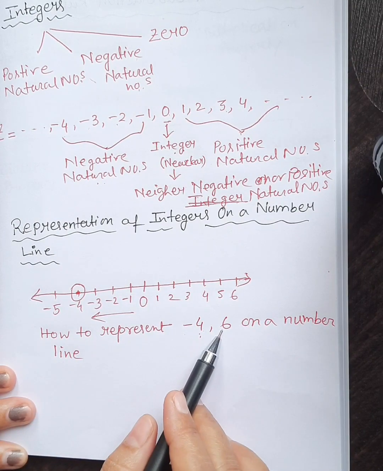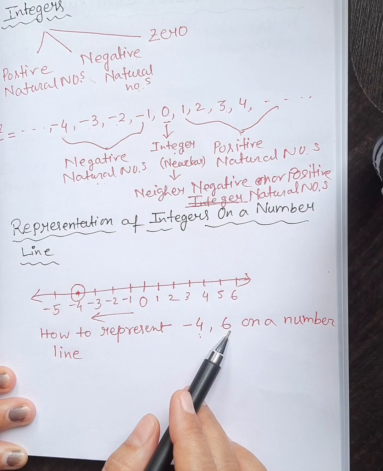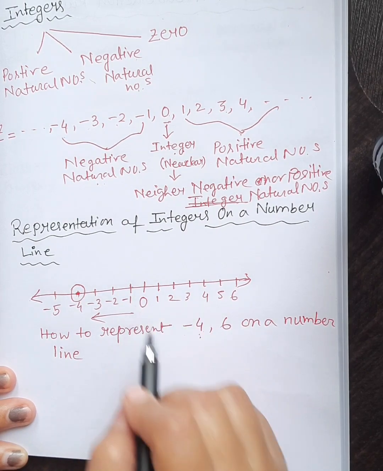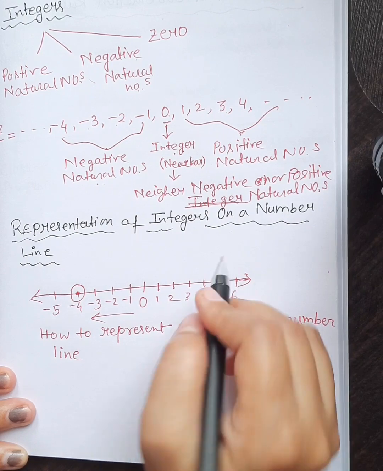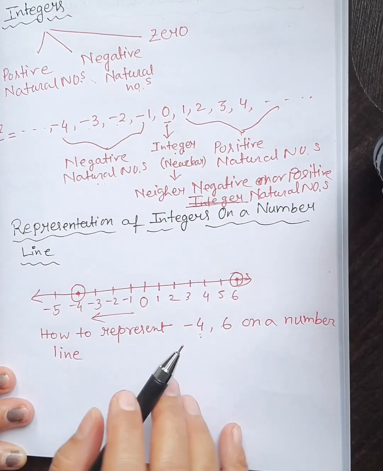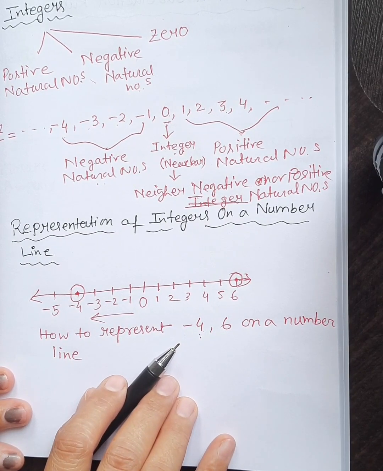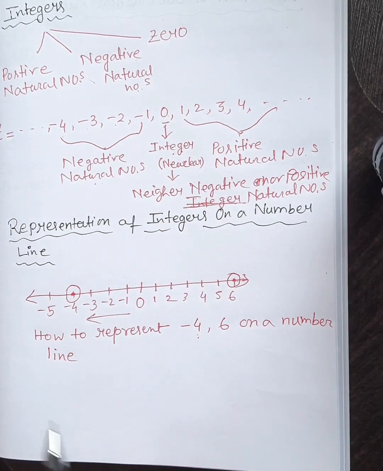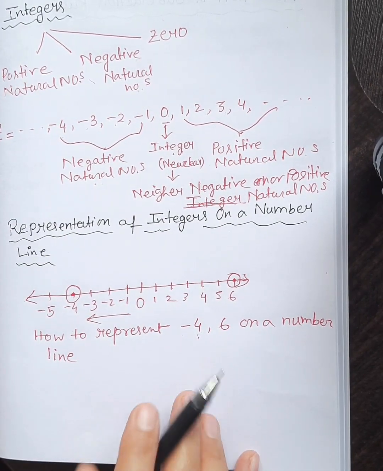Same with 6. 6 is a positive number, so we go to the right-hand side of 0. So 6 is here. In this way we can plot or represent any positive or negative numbers, that is integers, on a number line. Clear?